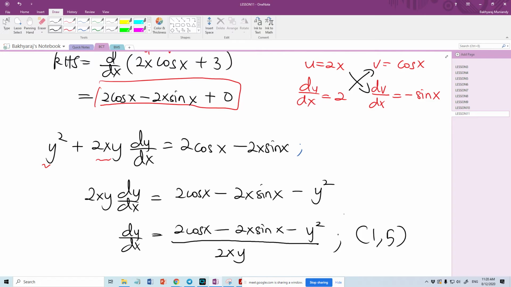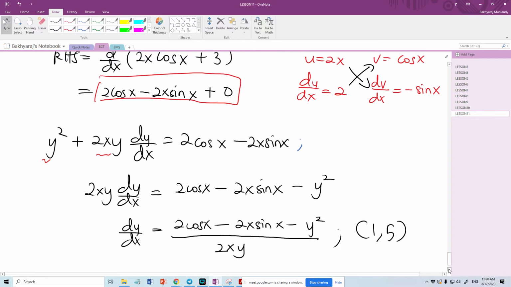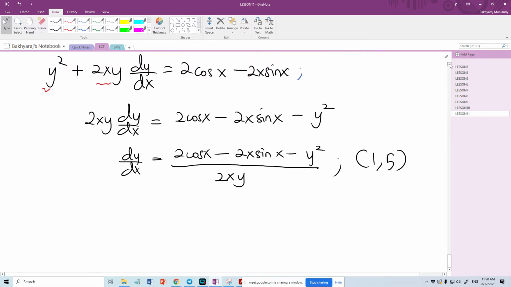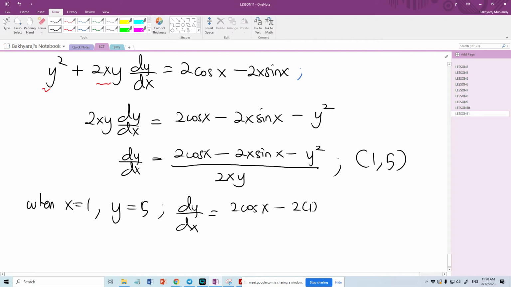Definitely you will get a decimal. If I give 1,5, it means when x equals 1, y equals 5. So dy/dx will equal 2 cos 1 minus 2 times 1 sin 1 minus 5 squared, divided by 2 times 1 times 1.